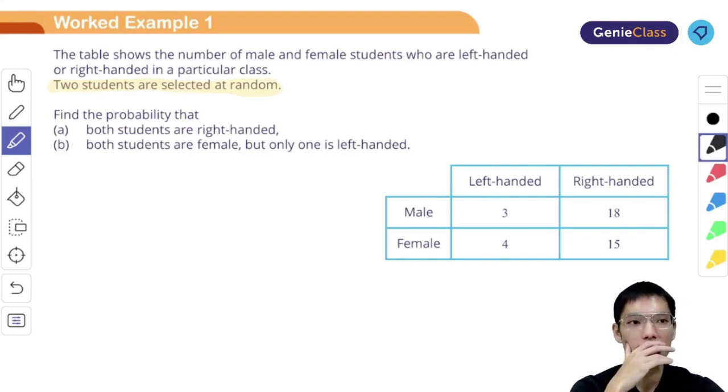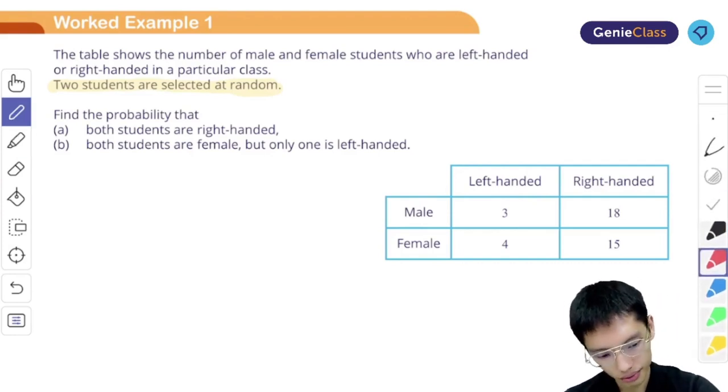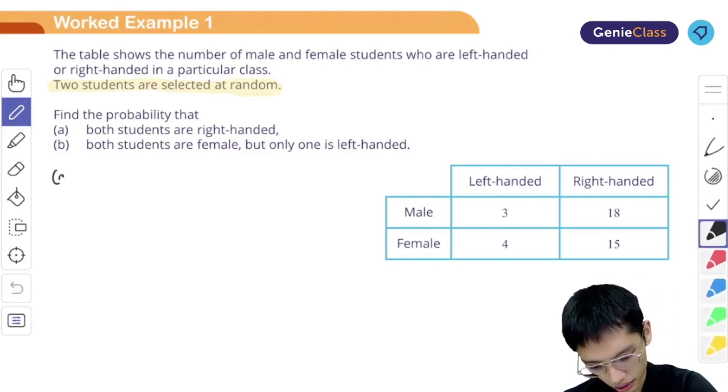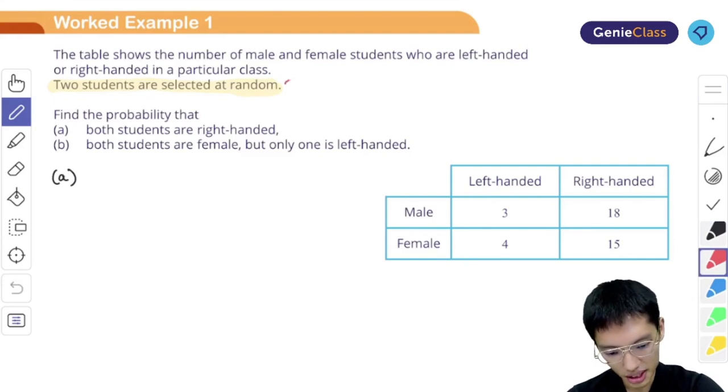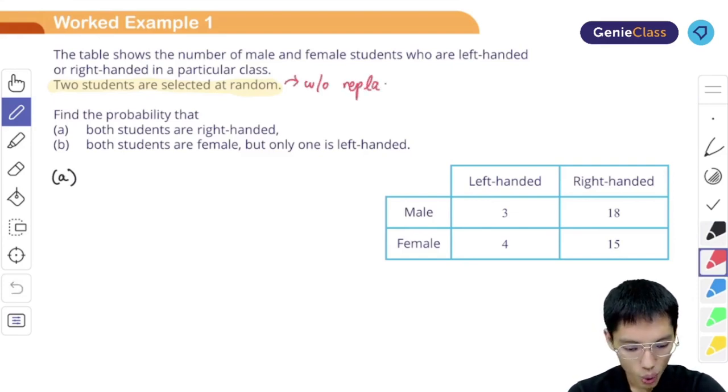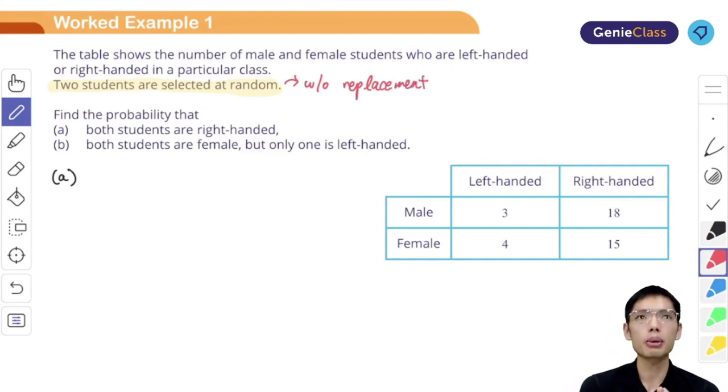Very good, Ophelia. Anybody else want to try? With replacement or without? That's the first thing you have to know before we head on to this question. Very good, Chen Zheng. Very good, Din Tuan. So we do have a consensus that this is without replacement. Now, that's where we have to get to the notion over here. Find the probability that both students are right-handed. So when we talk about both students, we are talking about male and female.